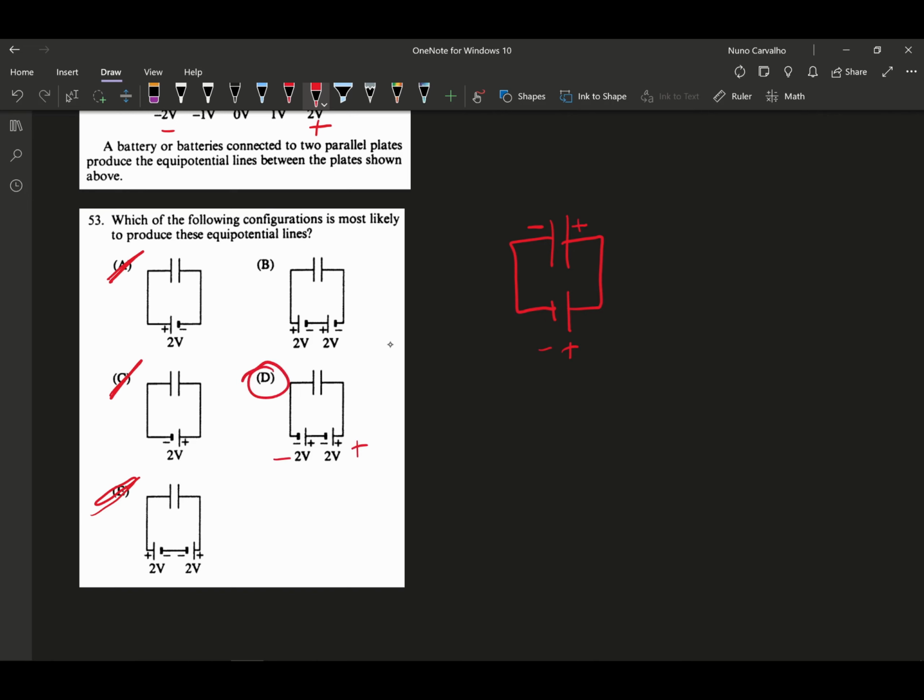B is going to be the opposite scenario. Okay, so the answer choice is D.